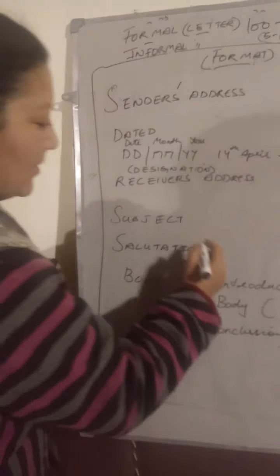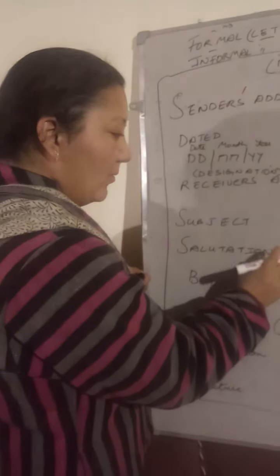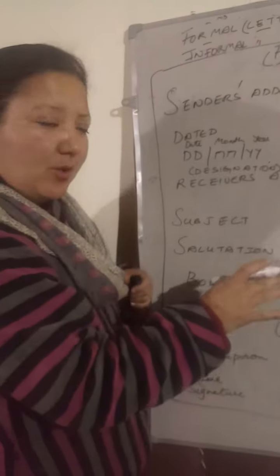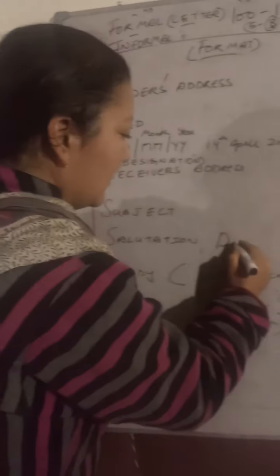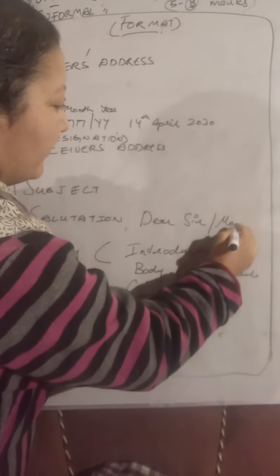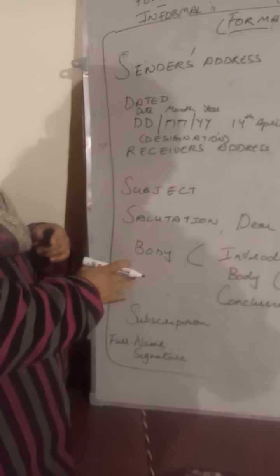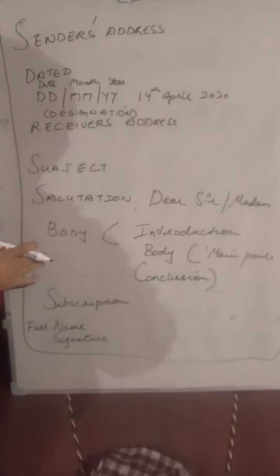And then salutation. In salutation, again, no comma. We used to put a comma, but there is no comma now. Don't put a comma. Half a mark is gone if you put a comma. And then you start with Dear Sir or Madam. No comma. Okay. And then the body. This is where the word limit starts, from the body.